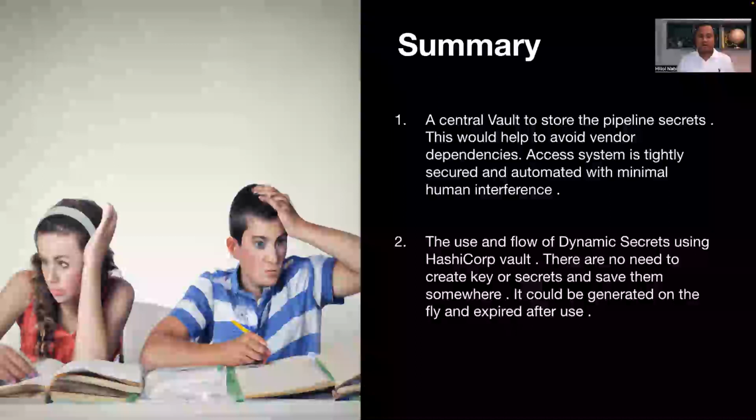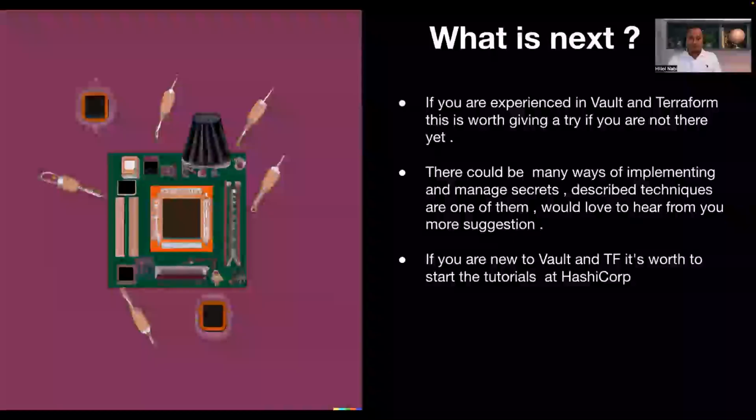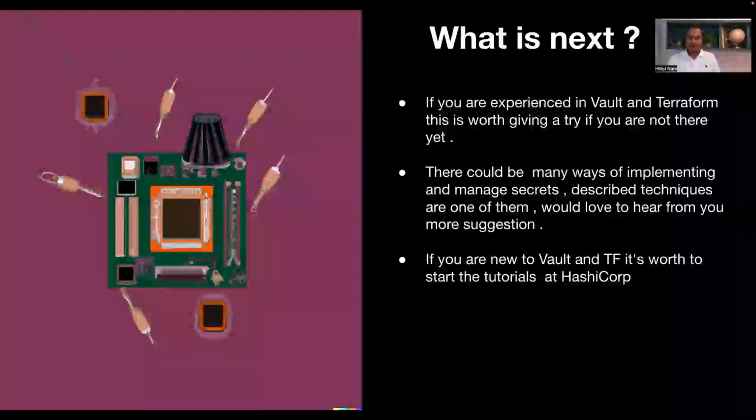Secondly, we have learned the use and flow of dynamic secrets using HashiCorp Vault. There is no need to create a key or secrets and save them somewhere. You can do it on the fly. It could be generated on the fly and expires after use. Very nice.